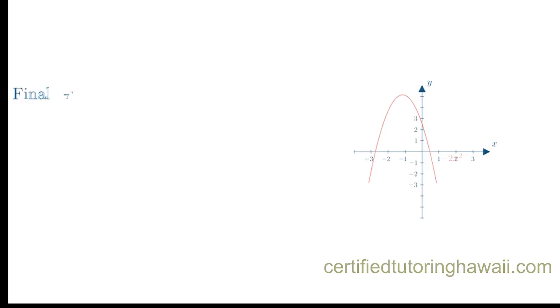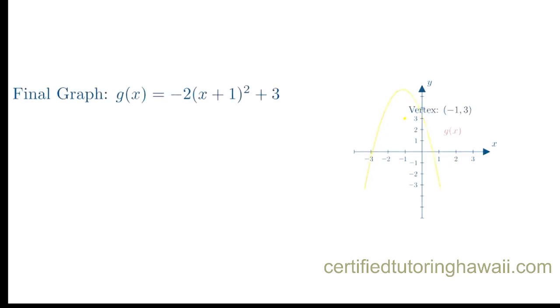So, we start with the vertex at the origin. We don't move it yet. We apply the multiplication: we reflect it to open down and stretch it to be thinner. Now we apply the addition. We move it left 1 unit and up 3 units. The new vertex is at minus 1, 3, and our final graph, g of x, is a thinner upside-down parabola with its vertex at minus 1, 3.